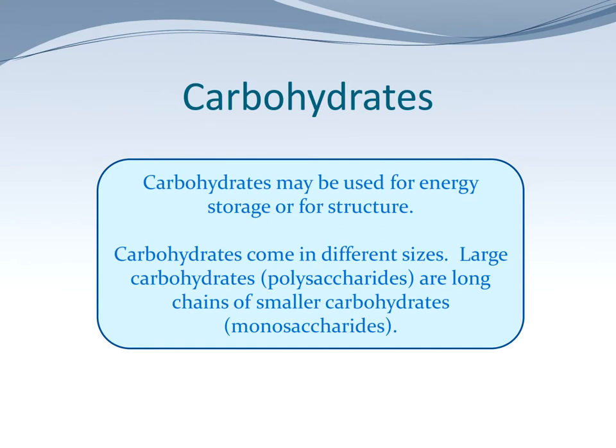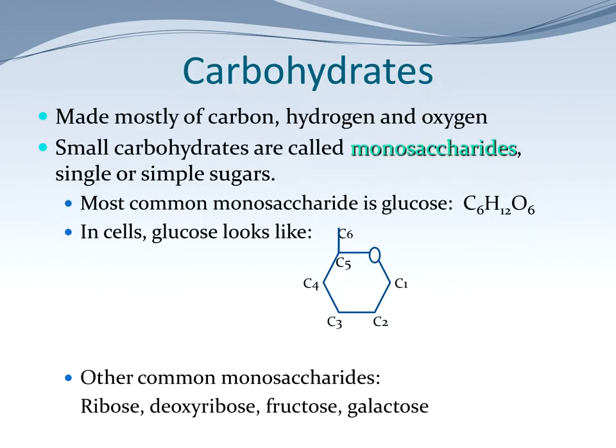Carbohydrates are often used by organisms for energy storage or for cell structure. They come in different sizes. Small carbohydrates are often called monosaccharides. The term monosaccharide basically means single sugar. Long chains of monosaccharides can be formed to build a polysaccharide. Polysaccharide basically means many sugars. All carbohydrates consist of at least 3 atoms: carbon, hydrogen, and oxygen. There are always twice as many hydrogens as there are carbon or oxygen atoms.